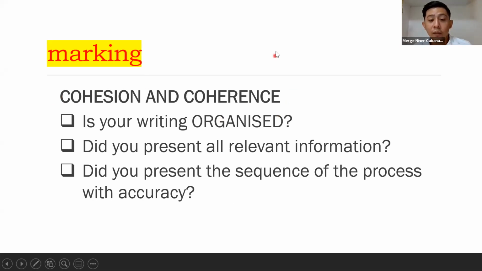Now, first of all, I would like to talk about coherence. What is coherence? Coherence is the arrangement of your ideas. Are they logically sequenced? Are they following the proper flow? Does your task contain the parts that are required for a writing task 1? So do you have the introduction? Where is it? Do you have the general overview? Where did you put it? Do you have your specific details? How many paragraphs did you write? So that is your coherence.